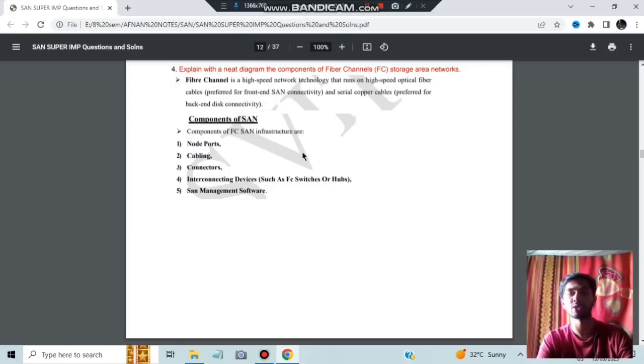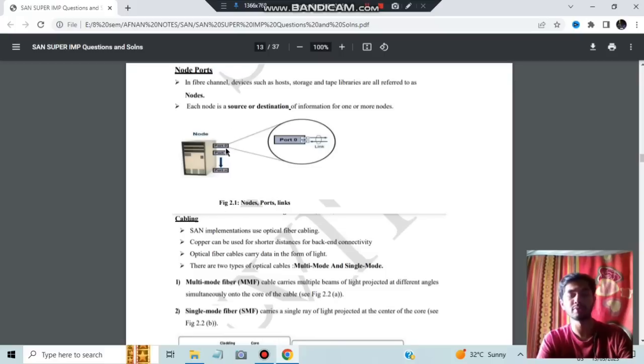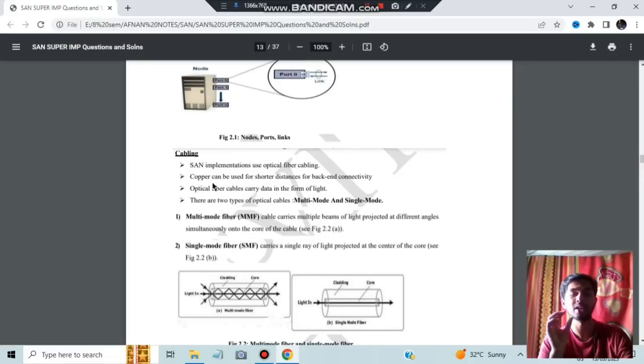And with the neat diagram, explain the components. There are 5 components present here: node ports, cabling, connectors, interconnecting devices, and SAN management software. Node ports are those through which you'll be doing the input-output operations. Cabling is for the transfer of the data, for which you will be using cables.